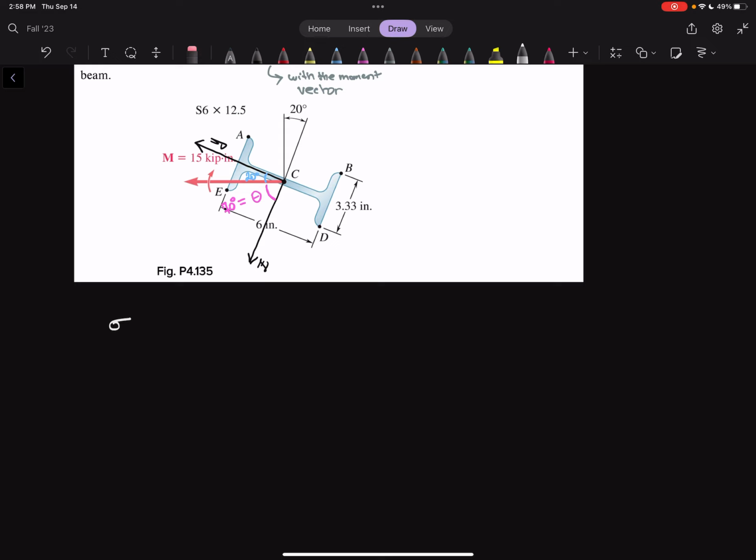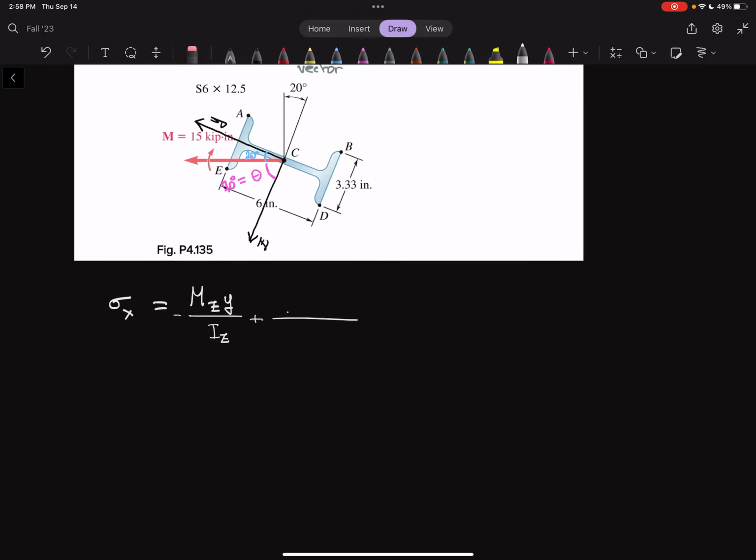All right, so now we know that this is unsymmetric bending. So there's going to be two moments. There's going to be a moment with respect to the z-axis, so the distance from the z-axis is y divided by the moment of inertia about the z-axis, and that's negative. And then we have another one that's positive, which is going to be the moment about y with a distance z from that axis, and so we find the moment of inertia about y.